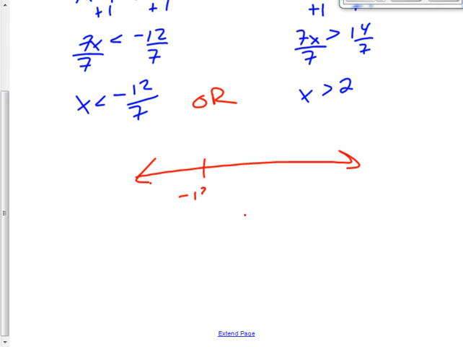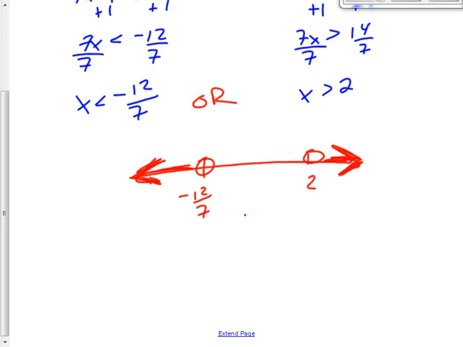So I've got negative 12/7 over here. You could change that to a decimal if you wanted to, if you felt better about that. But it's a repeating decimal that goes on forever. So it's fine as a fraction too. It's negative and then positive 2 over here. I've got open circles at both. I want the numbers that are less than negative 12/7. And I want the numbers that are bigger than 2. And I end up with what is legitimately an OR graph.